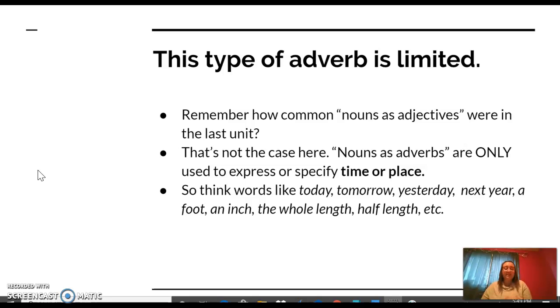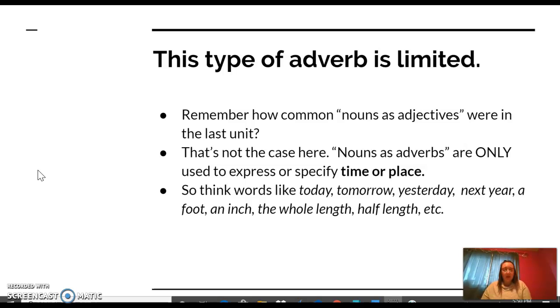So if we think about words like today, tomorrow, yesterday, a year, a foot, an inch, the whole length, half length, etc. All of those things are measuring placement of something, an actual place, or a particular amount of time. When we think about time, we think about words like today or tomorrow or yesterday. Because if we're saying, I am going to wash my clothes tomorrow, the verb is wash, and we know that it's going to happen tomorrow, so it's ultimately an adverb modifying that verb. That's how that works.